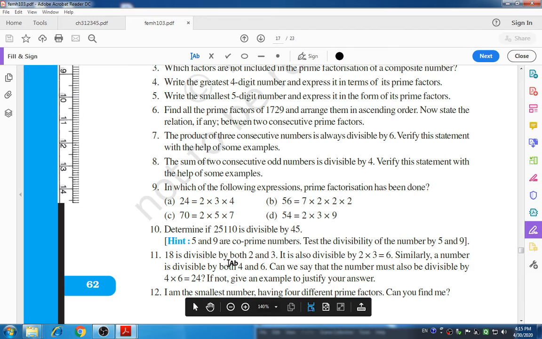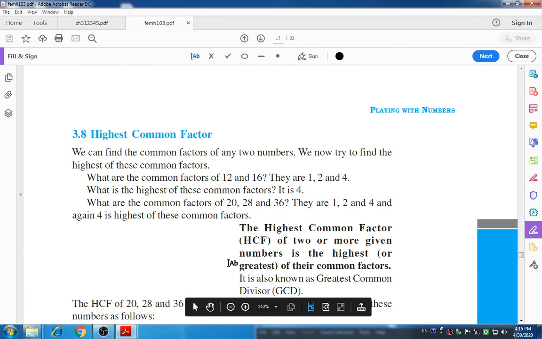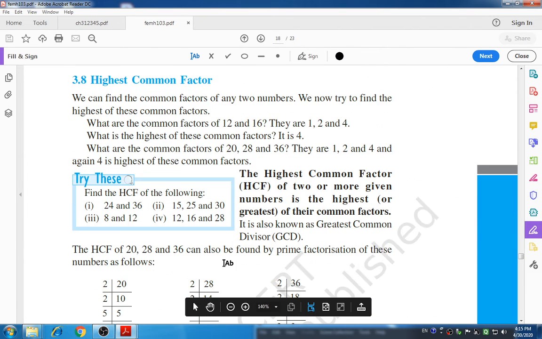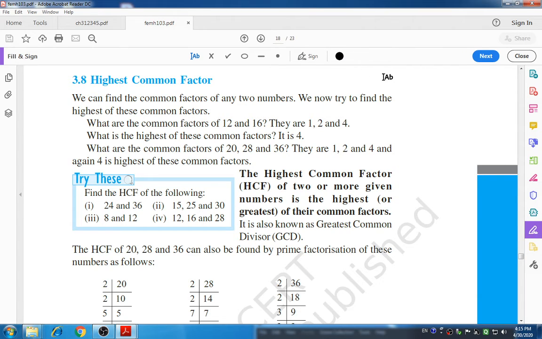Without wasting our time, I am going to start our next point, that is highest common factor, that is HCF. We can find common factors of any two numbers. We now try to find the highest of these common factors. What are the common factors of 12 and 16? They are 1, 2 and 4. What is the highest of these common factors? It is 4. What are the common factors of 20, 28 and 36? Again they are 1, 2 and 4, and again 4 is the highest of these common factors.